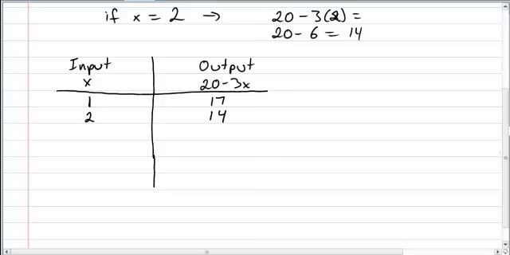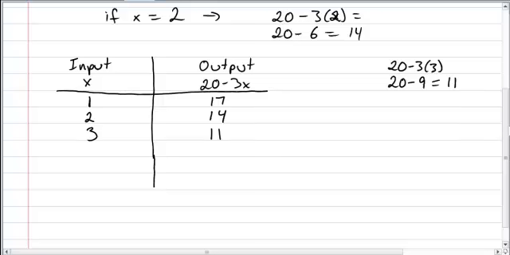Well, what happens if x is 3? If x is 3, and I go back here and go 20 minus 3 times 3, then I get 20 minus 9, which equals 11. Then we have 11. Now let's explore the relationship here.